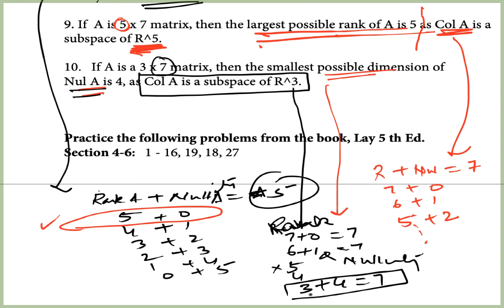Because what happens if the column space is 2? You can think of it this way. If the column space is 2, then 2 plus 5 will make it 7. 5 is a bigger dimension. We are looking at the smallest possible dimension, and hence this is the most appropriate answer. Thank you.